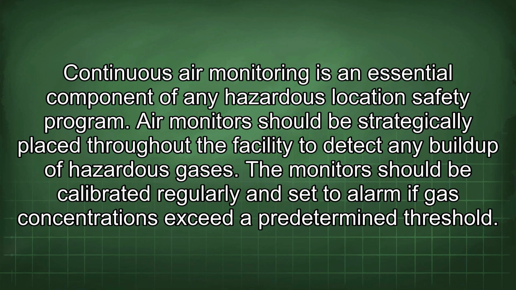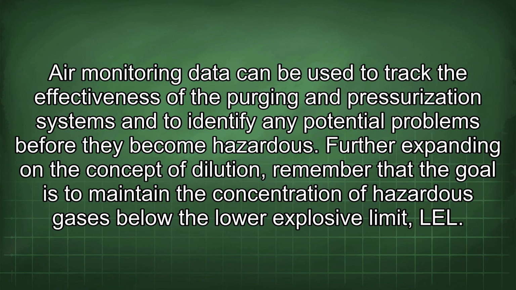Continuous air monitoring is an essential component of any hazardous location safety program. Air monitors should be strategically placed throughout the facility to detect any buildup of hazardous gases. The monitors should be calibrated regularly and set to alarm if gas concentrations exceed a predetermined threshold. Air monitoring data can be used to track the effectiveness of the purging and pressurization systems and to identify any potential problems before they become hazardous.